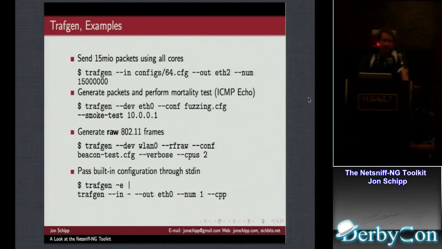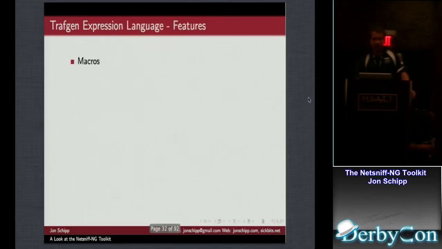We can also pass through STDIN, where we say trafgen -e. That's a built-in TCP configuration. So basically we just pipe that into TrapGen. We specify on the next instance through the pipe that, where you put the dash, it's going to read that configuration from standard in, and then we'll output it.